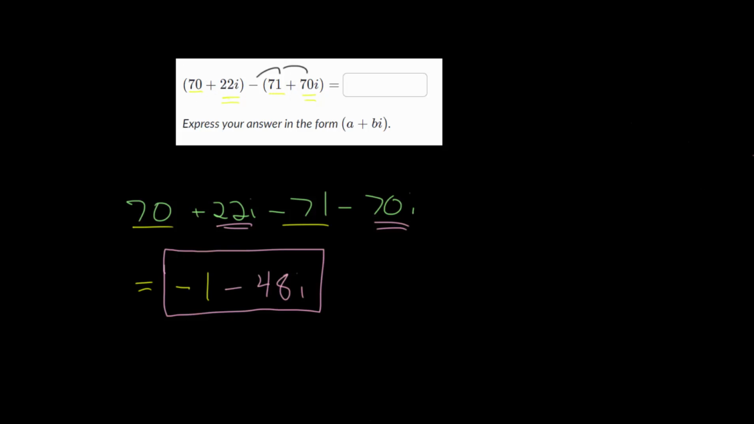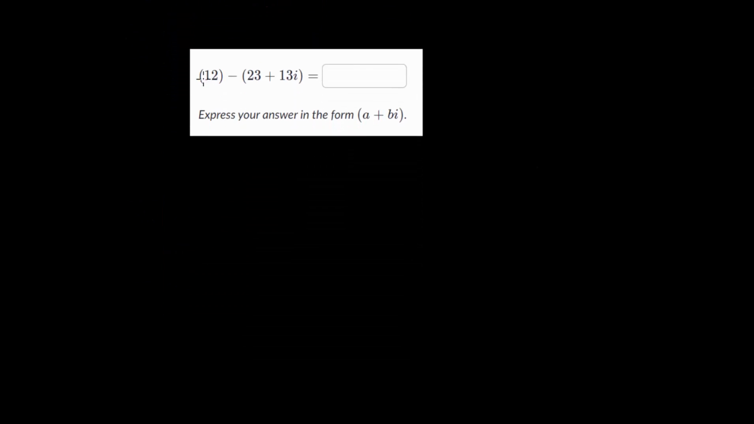And we'll look at one final example here. So this one, we have 12 minus 23 plus 13i. Even though this doesn't have an imaginary number, it still is a complex number, since all numbers are complex numbers. This just has an imaginary part of 0i. And we're subtracting another complex number from that.